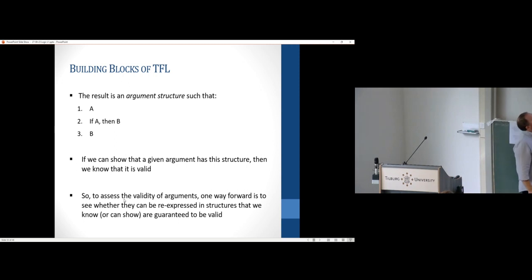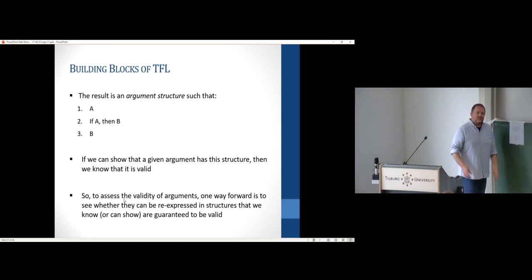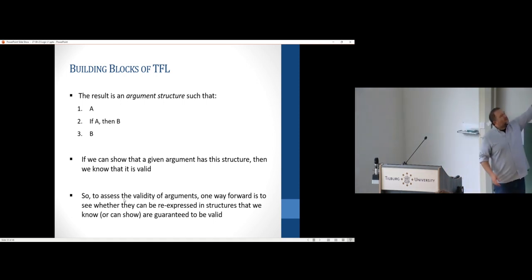So we get an argument structure. If we can show that a given argument has the structure, we know it's valid. We don't care what the sentences are. So one way forward, if we're interested in validity, is to start to see if we can re-express everyday arguments, ones made in English, Dutch, French, German, etc., in this kind of good structure way. TFL is designed to do that. Strip the noise out, tell us the argumentative structure, and then figure out if it's a good or a bad one.